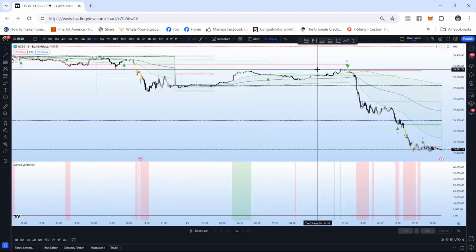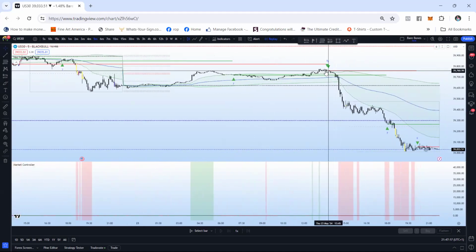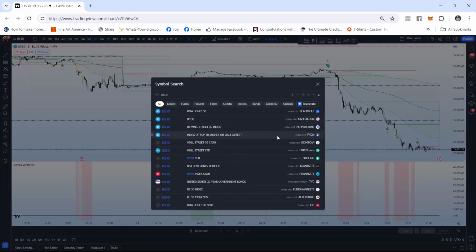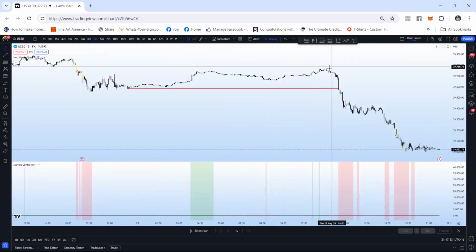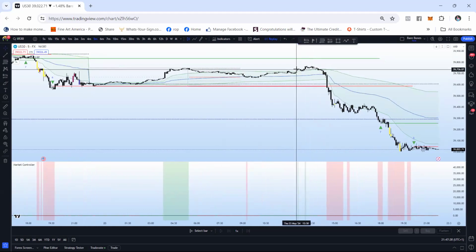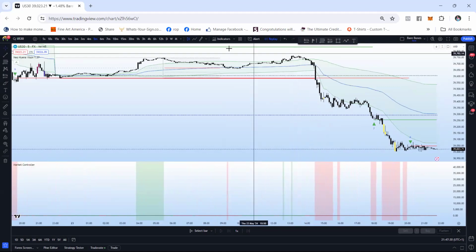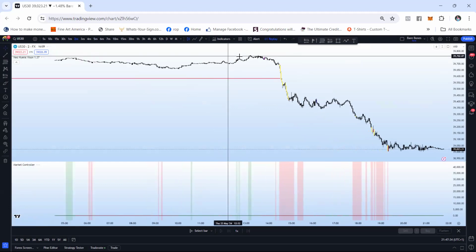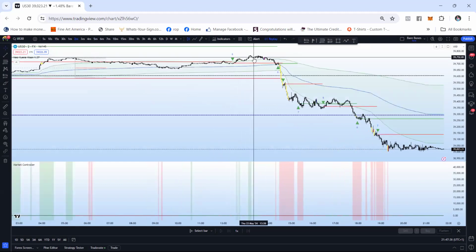Where are we at? So hold on, US 30. So as we can see, brokers are different. So the absorption isn't showing up on this for some reason. I don't know why.